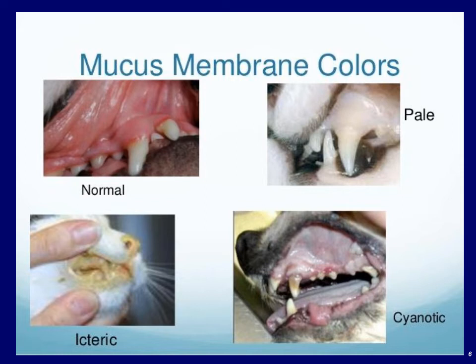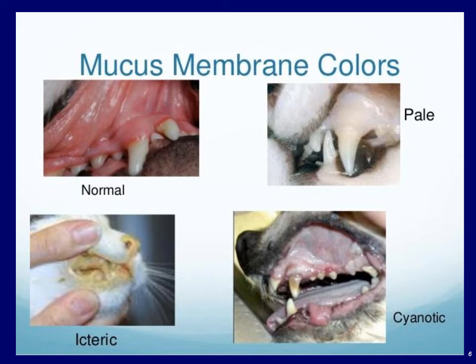For example, if we take a look at the image at top left, we see the normal bubblegum pink mucous membranes that we commonly see in healthy dogs and cats. On the other hand, if you look at a dog and you see a very pale mucous membrane, that usually indicates there's a problem with tissue perfusion. That animal is either anemic or it has a lower than normal blood volume or blood pressure that's causing a problem with blood getting through the tissues in a timely manner.